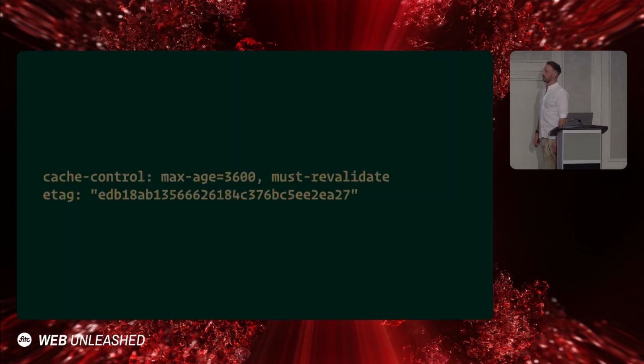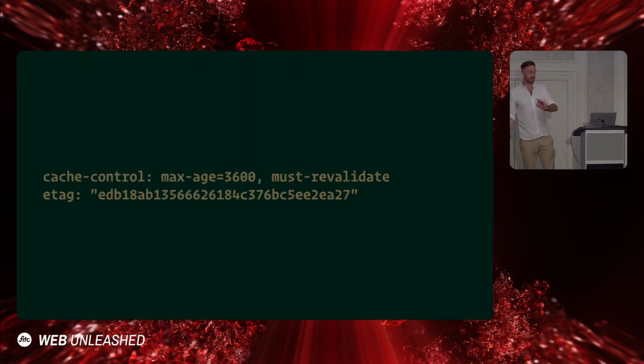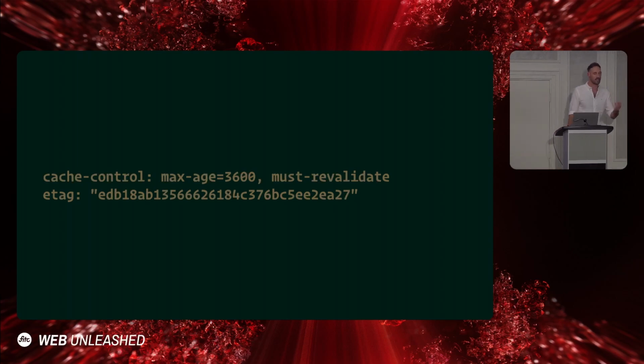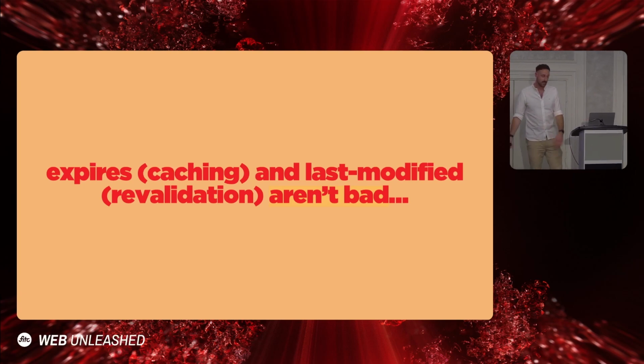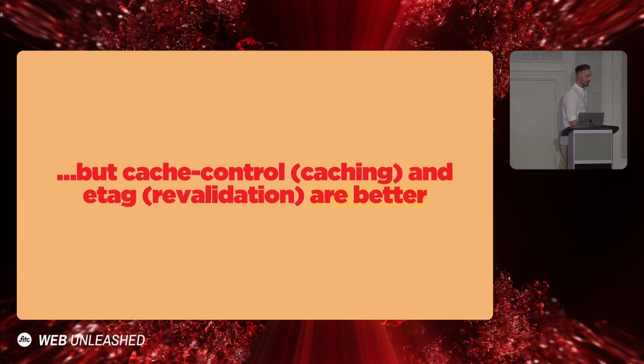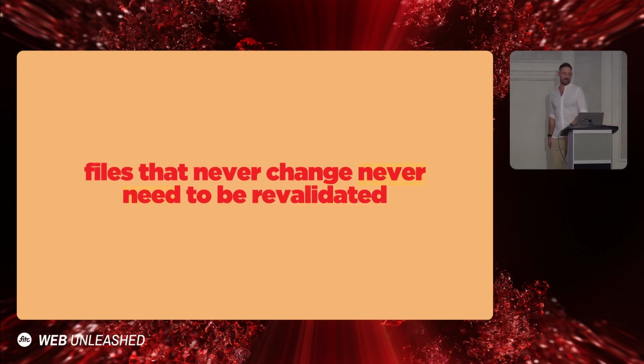We need cache control, and we maybe need ETag. In certain scenarios, we only need cache control. We don't need ETag at all if we've got fingerprints on our file names. Expires and last modified aren't bad, but we should prefer cache control and ETag. And again, files that never change never need to be revalidated.